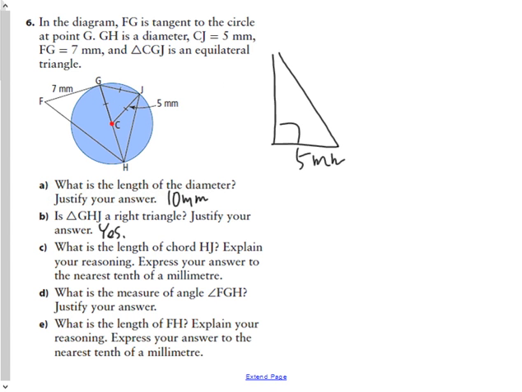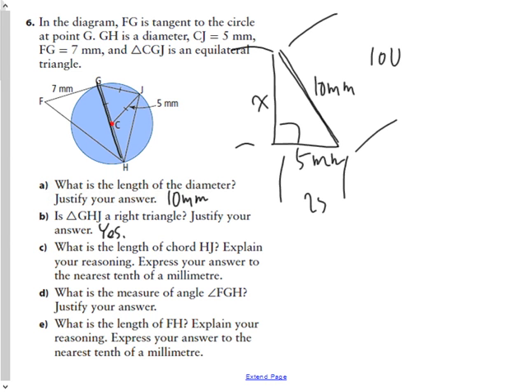And all of those are the same. This distance here is really the same as this distance here, which makes it the hypotenuse, which is 10 millimeters. And the chord that we're looking for, chord HJ, is really x. Slap on our squares. This is 100, this is 25.